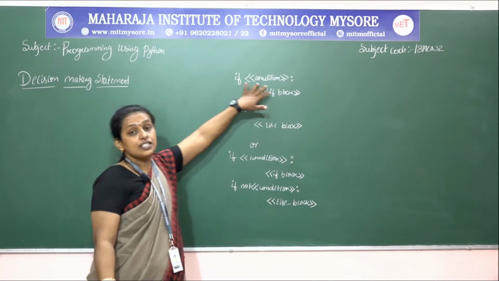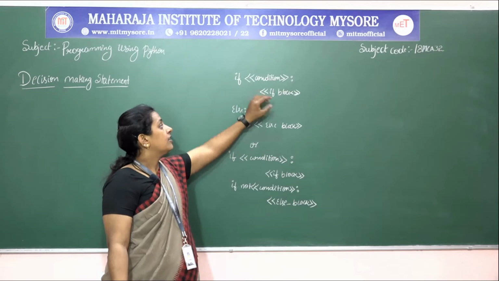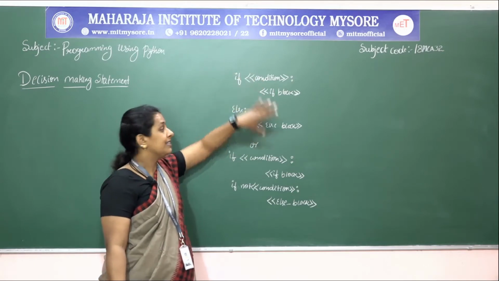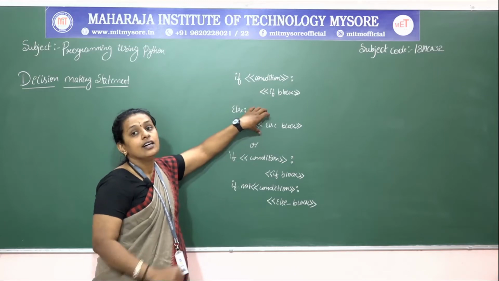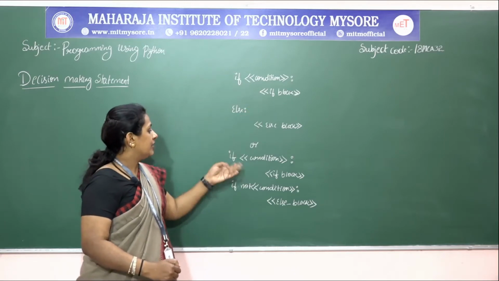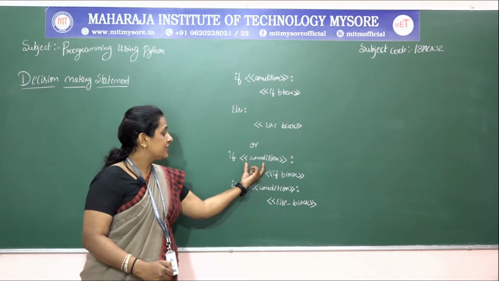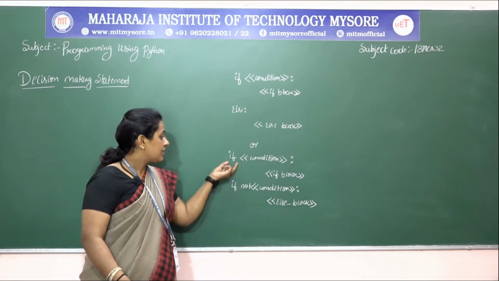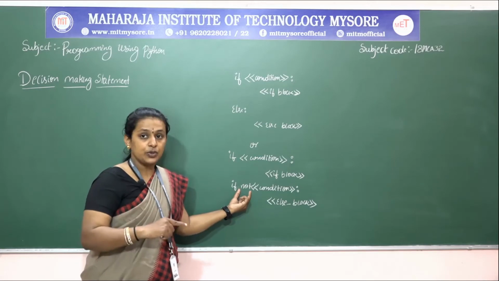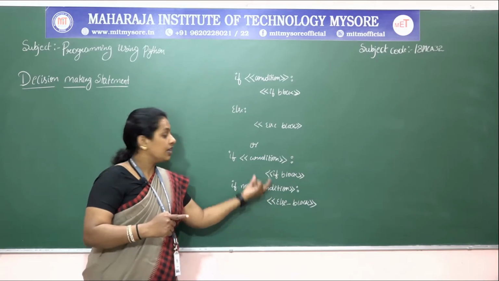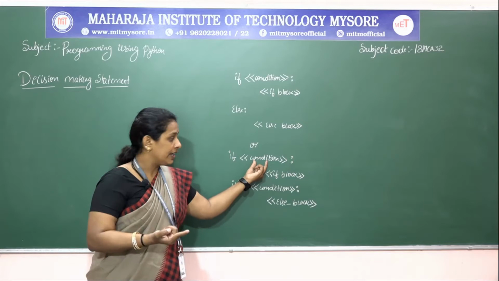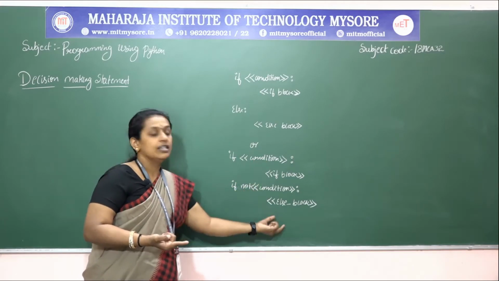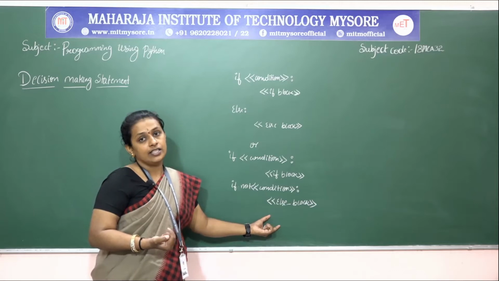If this condition is satisfied, then this if block will be executed. If this condition is not satisfied, then the else part will be executed. Similarly, if the condition is satisfied, then the if block will be executed. If the condition is not satisfied, that is if not condition, then the else block will be executed.